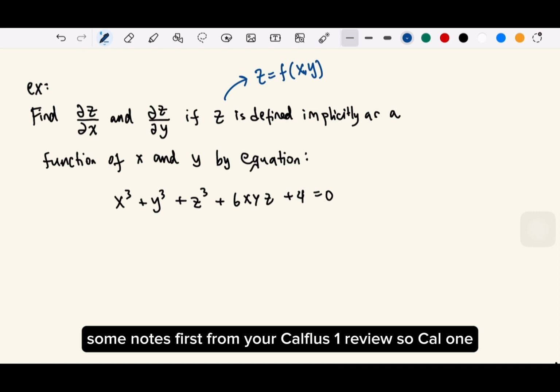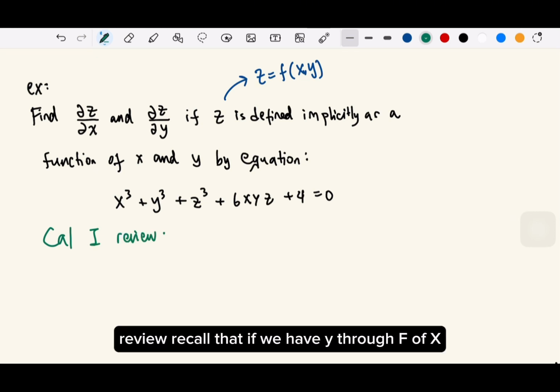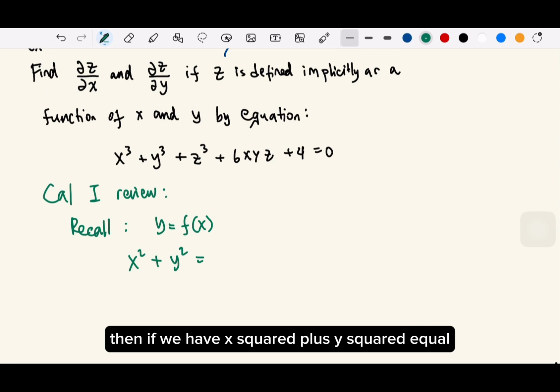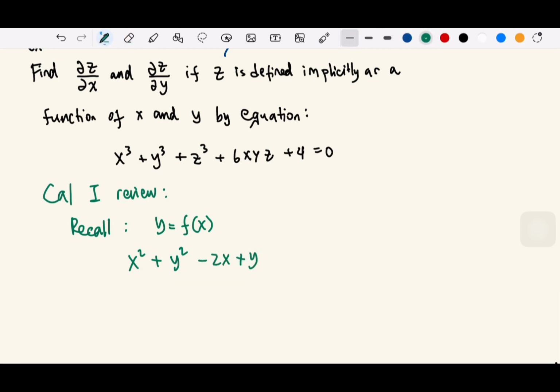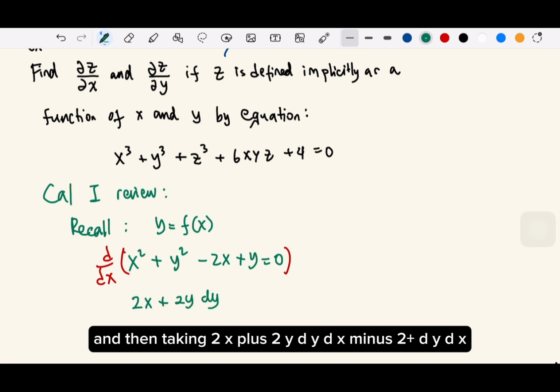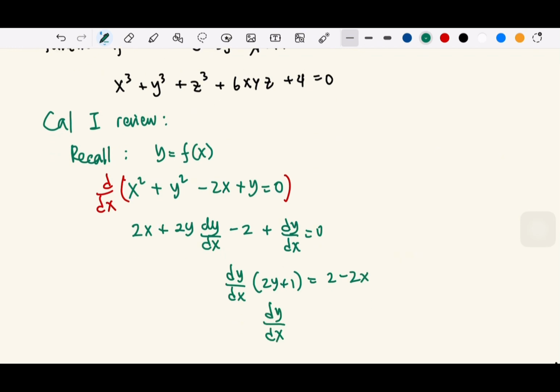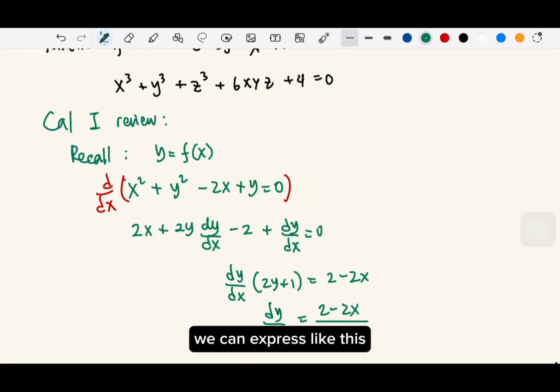So let me write some notes first from your Calculus 1 review. Recall that if we have y equal f of x, then if we have x squared plus y squared equal, let's say, or maybe minus 2x plus y, then we can take the derivative, and then taking 2x plus 2y dy/dx minus 2 plus dy/dx equals 0, and dy/dx we can express like this. Okay, this is your Calculus 1.